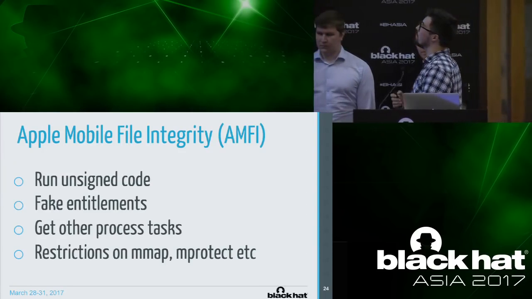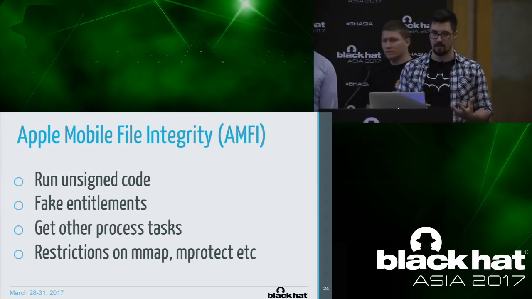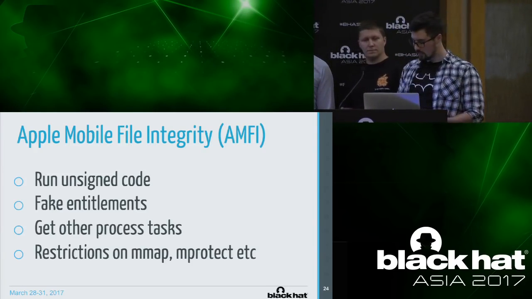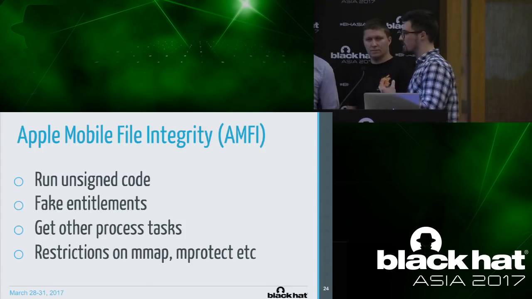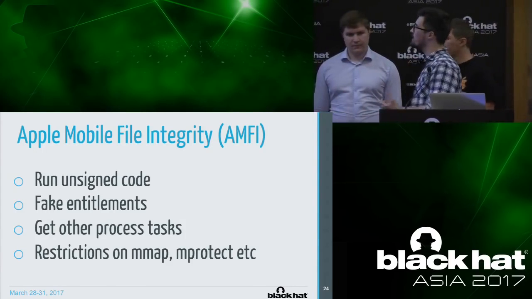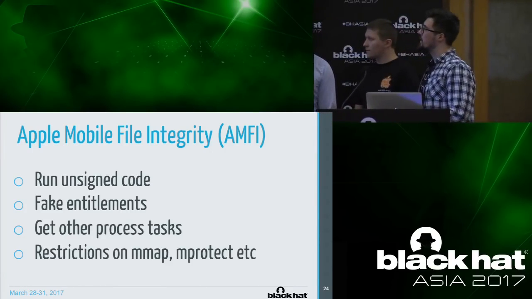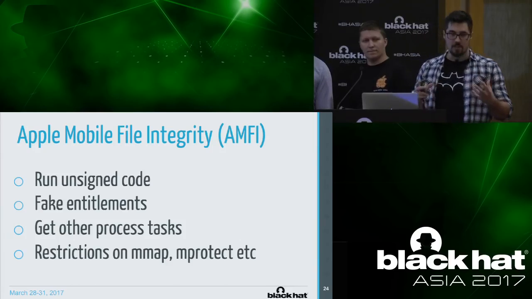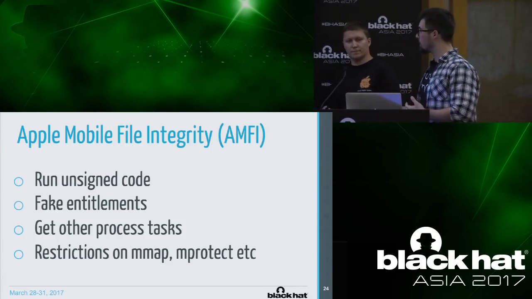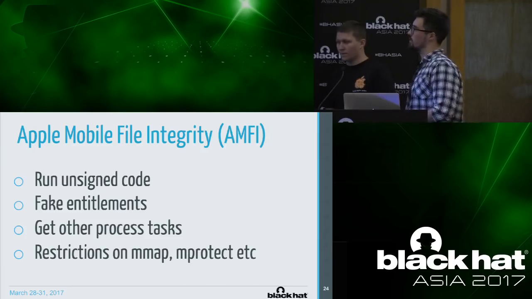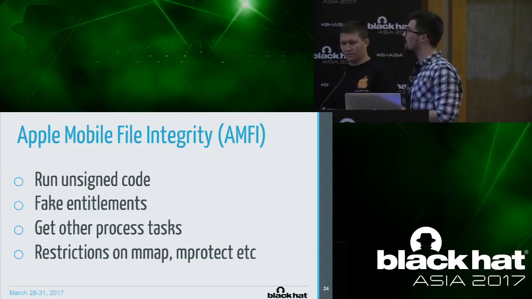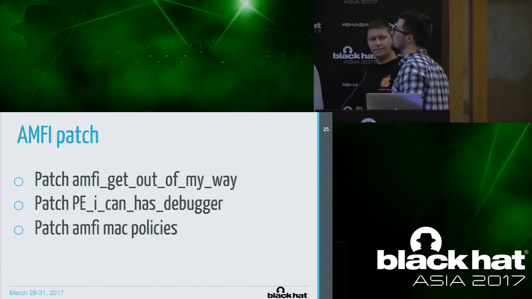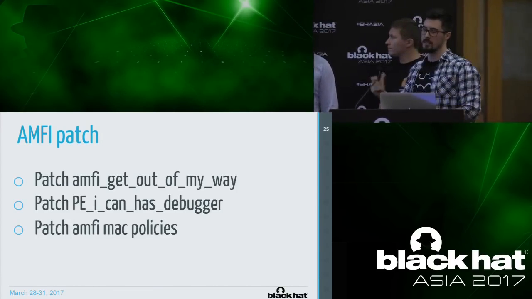Next thing is Apple Mobile File Integrity. It's like a main module that is checking that code is signed, that it is properly signed by a certificate, and that the entitlements match the hashes that are in the code sign. It grants access to other processes' task ports and has restrictions on mmap and so on. So it's a pretty powerful kernel extension. And for sure, for making a full jailbreak, we need to disable AMFI.